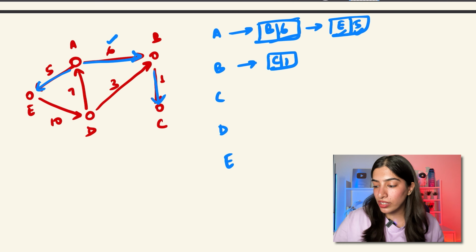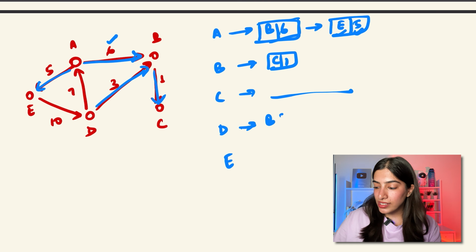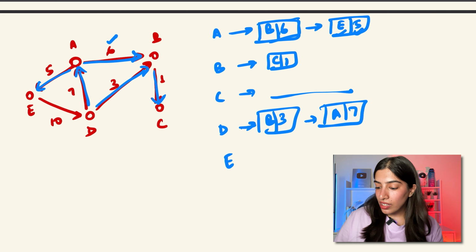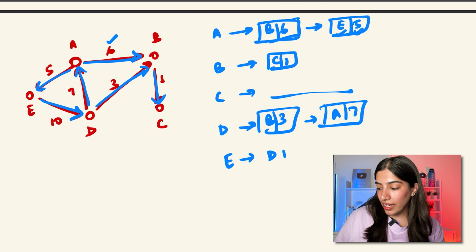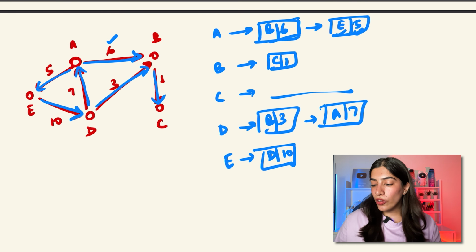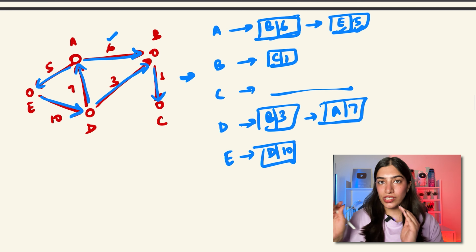There is nothing over here. Now D has what all outgoing edges? It has B and the weight is 3. What else is there? There is A and the weight is 7. And there is an edge from E to D and the weight is 10. So this is how your adjacency list is going to look for this matrix.